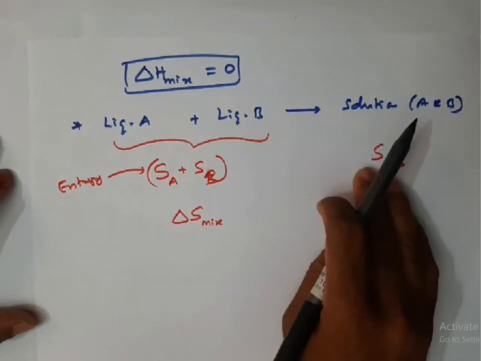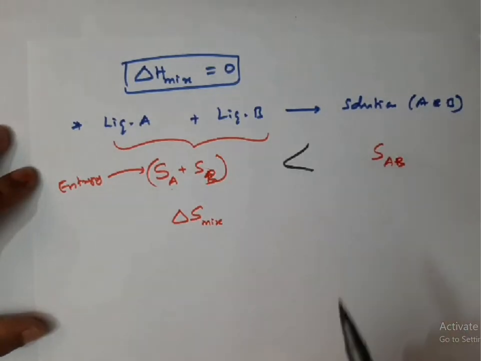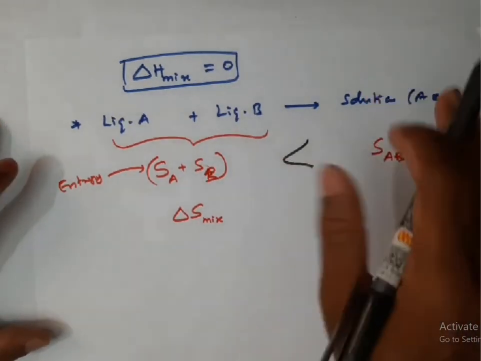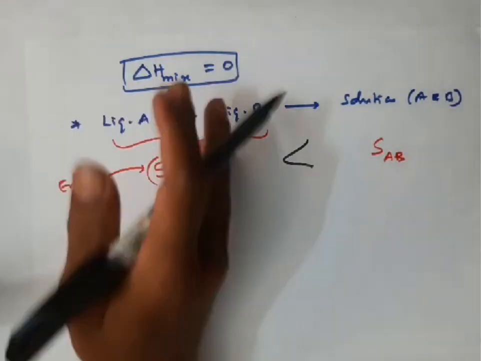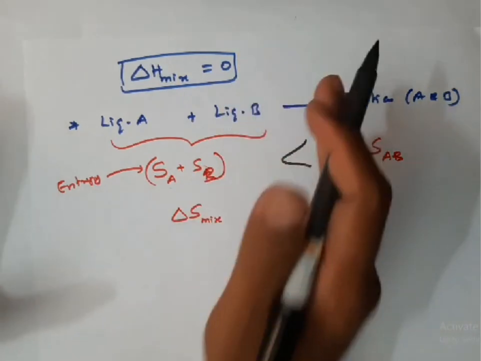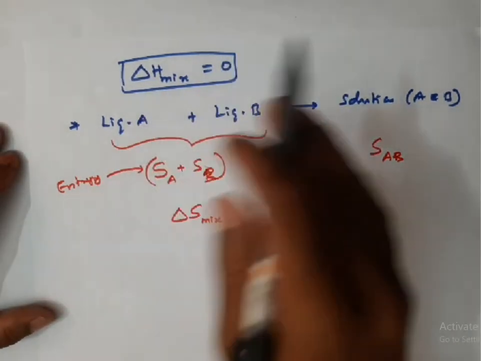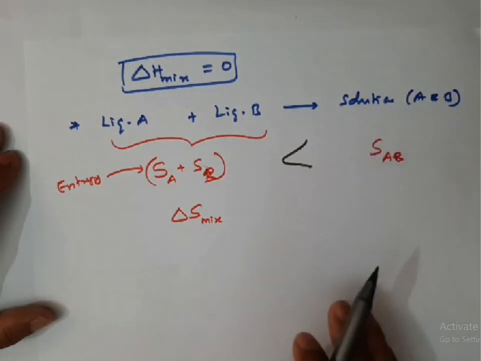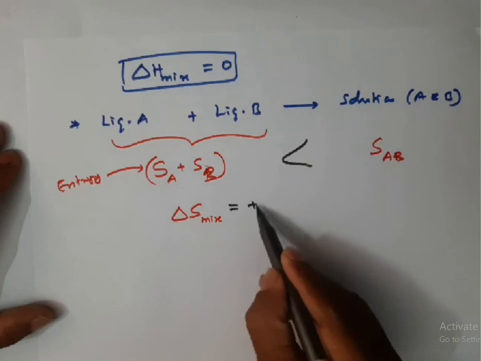Whereas here the total entropy increases, because in solution we have more molecules. Both A and B are there. In pure liquid A, we have only A molecules. In pure liquid B, we have only B molecules. Correct? So the total entropy will be less. But when you mix the two, the total entropy increases. So delta S mixing is positive.